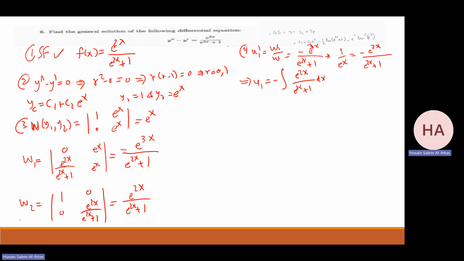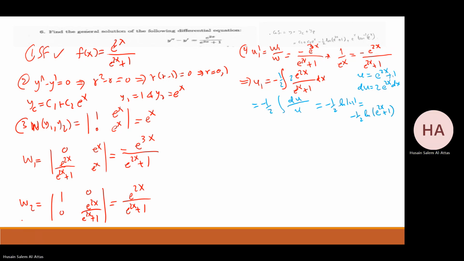Okay, now how to do this integral? Let u equal e to the power 2x, du will be what? 2e to x dx. So I need 1/2 outside. That will be minus half du over u plus 1. No, I will let u equal e to the power 2x plus 1, but that will not make a difference. So I have du over u. That will be minus half ln of u, which is minus half ln of e to the power 2x plus 1. Since this is positive, no need for the absolute value.